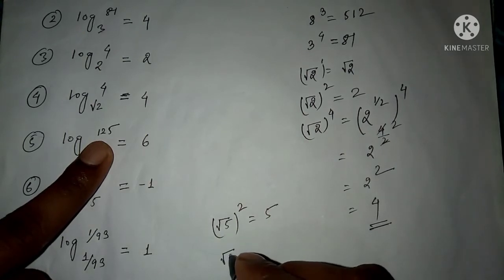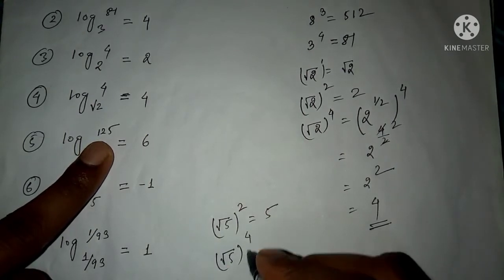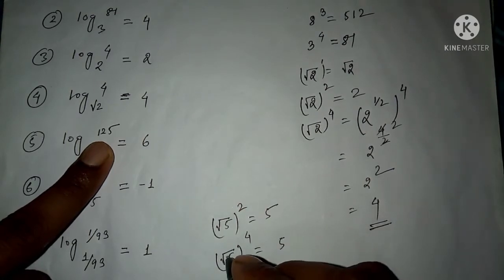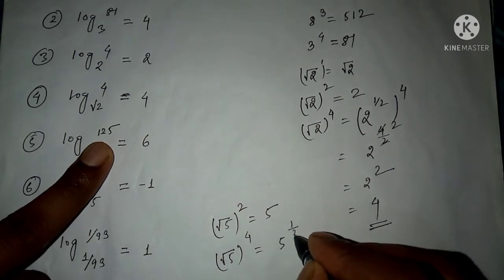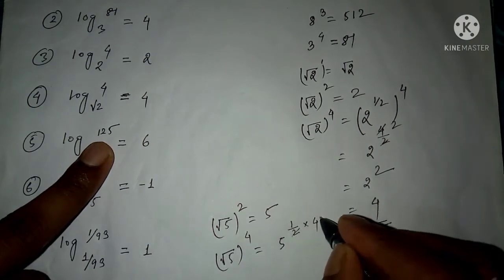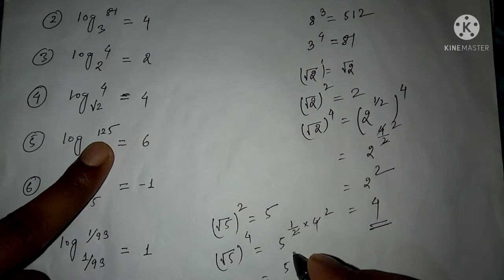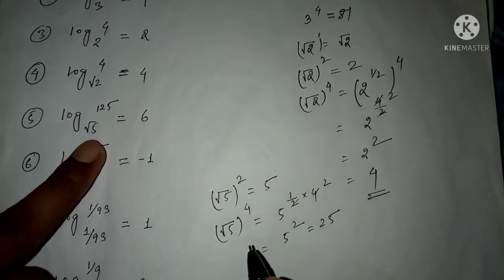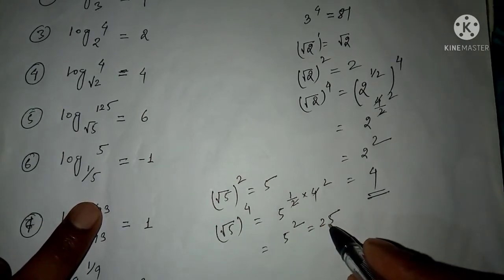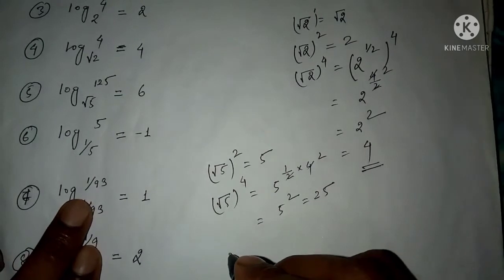So, for example, I am trying with 4. Then it will be 5, this square root means half. Again this 4 needs to be multiplied, so this is 2. Now what is the answer? 5 square, that is 25. That means whenever you take power as 4, your answer is 25.